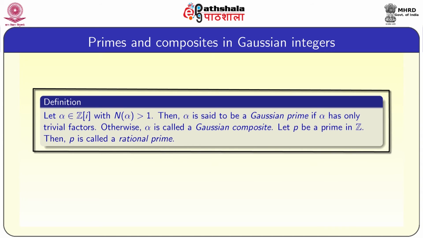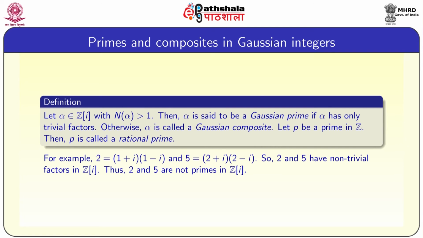Let p be a prime in Z, then p is called a rational prime. To distinguish between Gaussian primes and ordinary primes, from now onwards the primes in Z are called rational primes. For example, 2 is a prime as an integer, but as a Gaussian integer it is no longer a prime. It is because 2 equals (1 plus i) into (1 minus i). Similarly, 5 equals (2 plus i) into (2 minus i). So 2 and 5 have non-trivial factors in Z[i]. Thus 2 and 5 are not primes in Z[i].